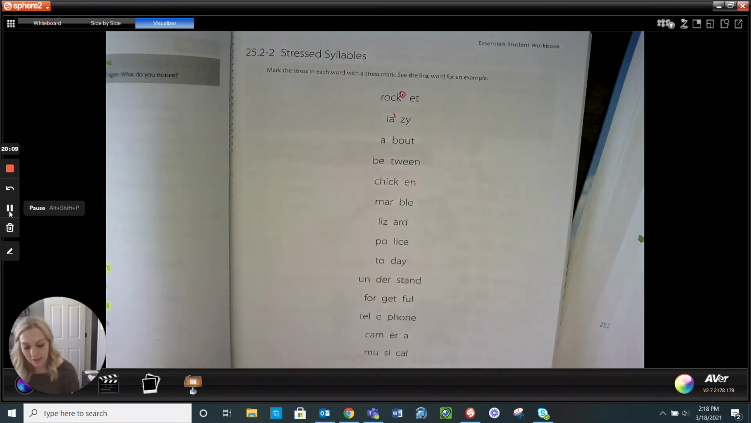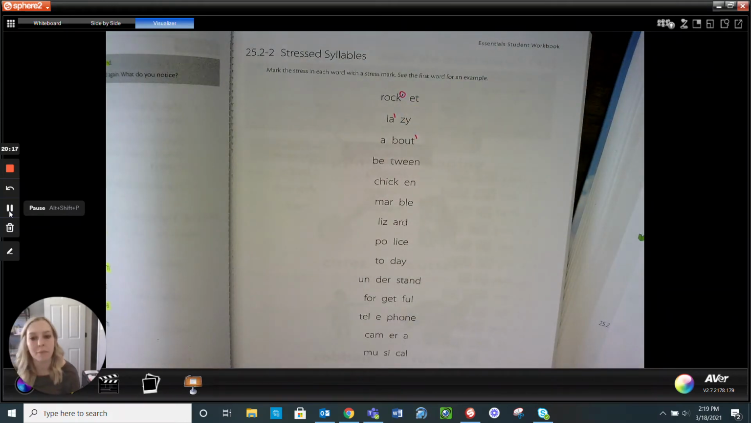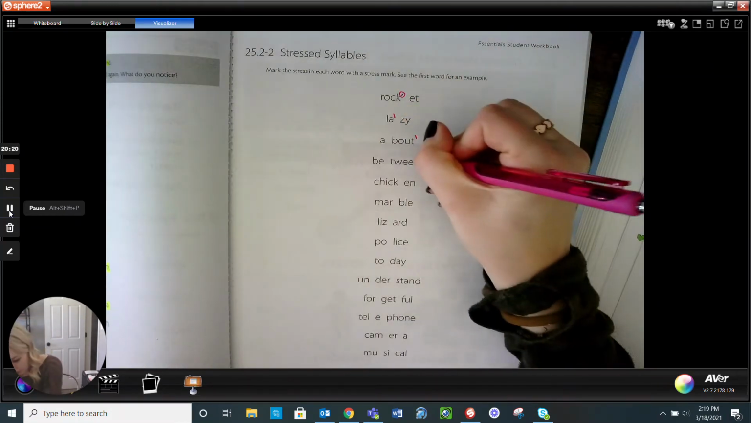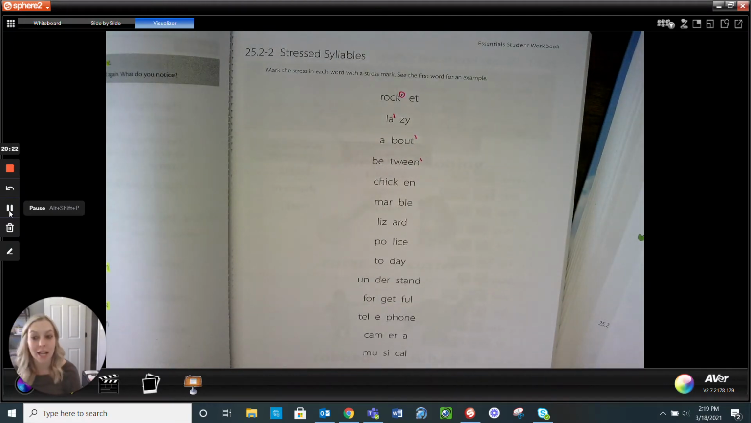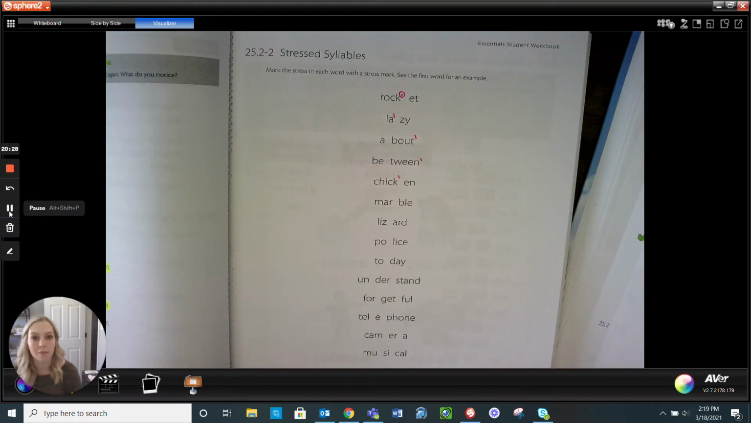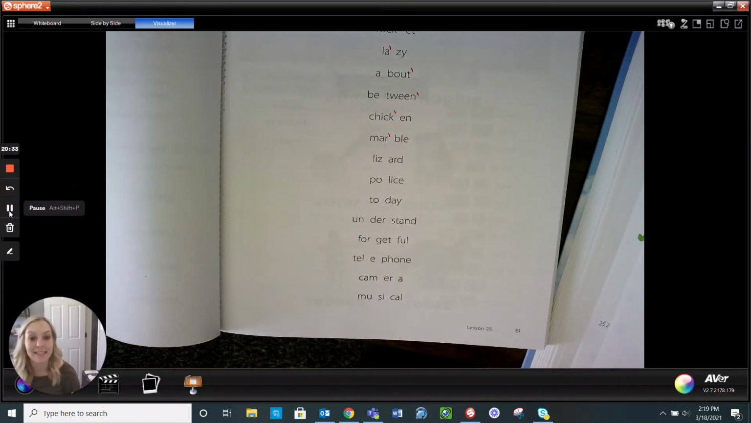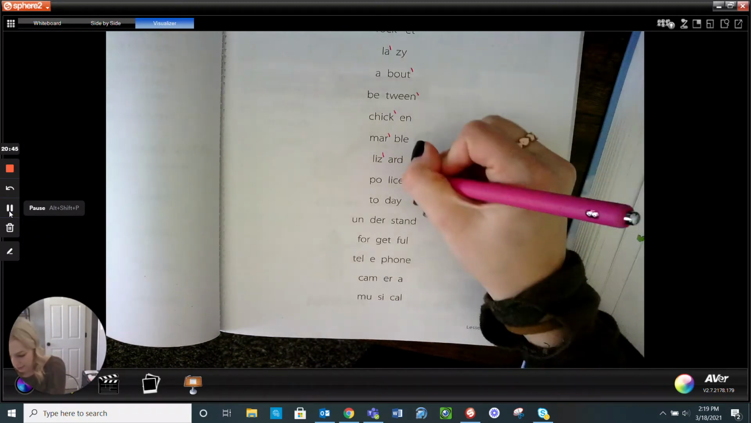Lazy. Lay is the stressed syllable. About. Bout. Between. Tween. Chicken. Chick. Marble. Mar. Lizard. Lizard. Liz is our stressed syllable there. Police. Lease is actually our stressed syllable.